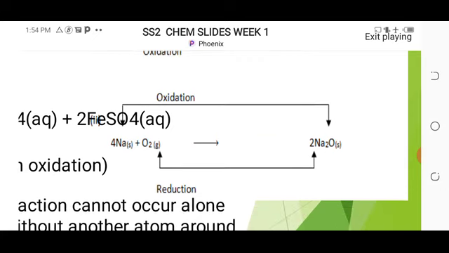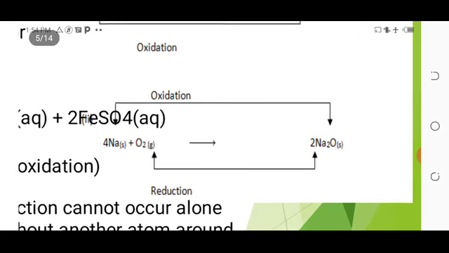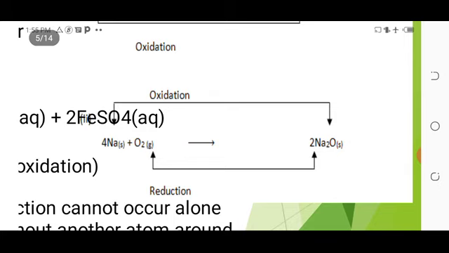Now look at the second one here. We have 4 sodium plus oxygen gas, giving us sodium oxide. Let's look at the oxidation. Look at sodium. Sodium is in the free state. Sodium at the left, on the right side of the equation, has taken up oxygen to be sodium oxide. You can see that oxygen is being added to sodium. That's an oxidation.